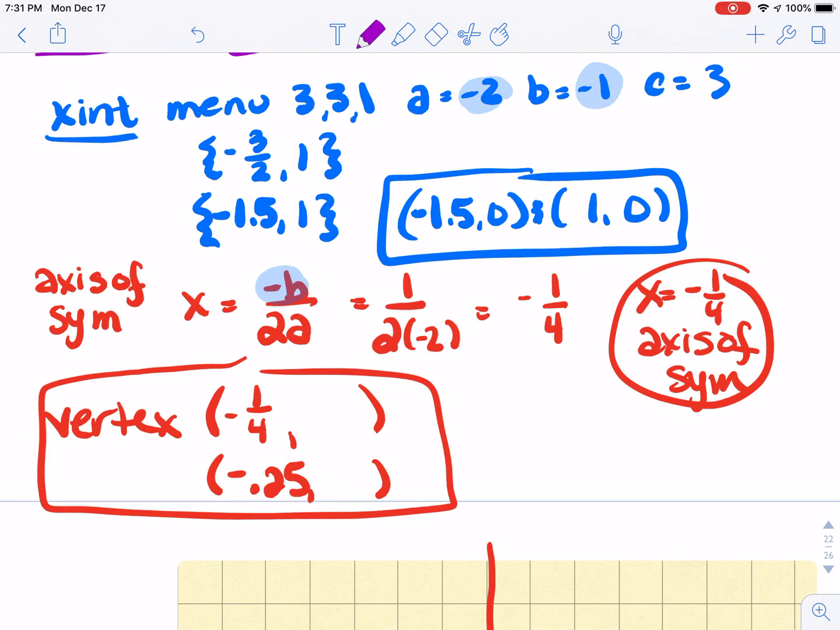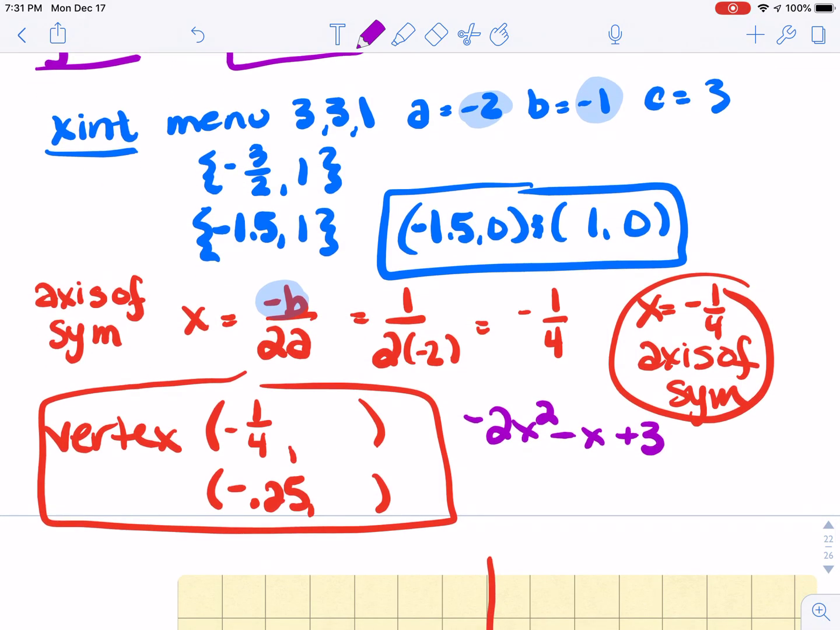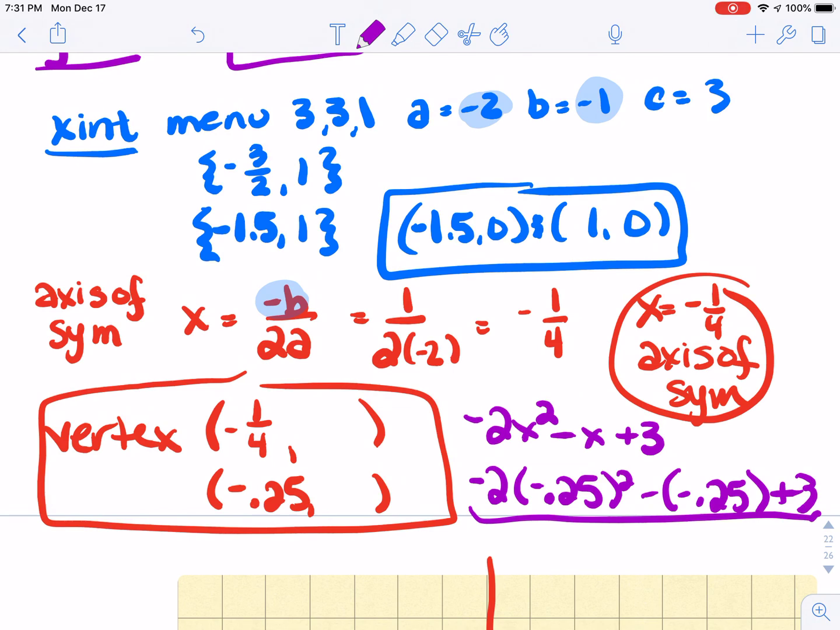Okay, so if I'm going to do my vertex now, I'm going to look at my equation, which is negative 2x squared minus x plus 3. And I'm going to put this value in for all of my x's. So negative 2 times negative 0.25 squared, minus negative 0.25, plus 3. And this is all going to go in my calculator. So negative 2, parentheses, 0.25 squared, minus negative 0.25, plus 3. So this ends up being 3.125. Now, at this point, if you want to just use the decimal one, that's fine.